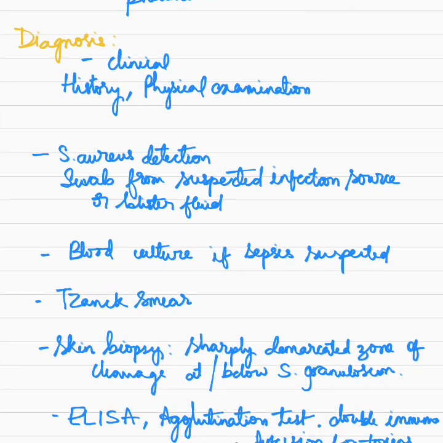Coming to diagnosis, the diagnosis is usually clinical and is suggested by taking a thorough history and also doing a thorough physical examination. Detecting Staph aureus from skin swabs taken from suspected infection sources or from the blister fluid, blood culture if sepsis is suspected, Gram smear of the bullae, skin biopsy which shows sharply demarcated zone of cleavage at or below stratum granulosum, and for detecting toxins, ELISA, agglutination test and double immunodiffusion test can be done.